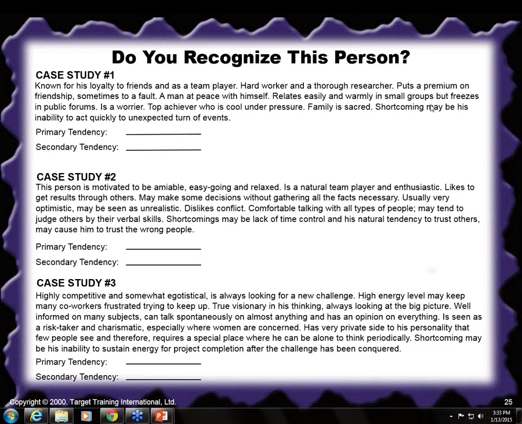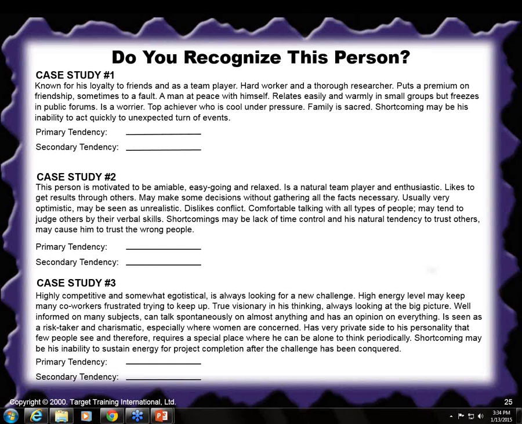Okay, case study number one. Known for his loyalty to friends and as a team player. Immediately when you hear the words loyalty, team player, the person is steadiness, S. Hard worker and a thorough researcher. Interesting, so that could be a C. Let's take a look at more. Puts a premium on friendship, sometimes to a fault. A man at peace with himself, relates easily and warmly in small groups, but freezes in public forums, which basically means he is more introverted than extroverted. D and I are extroverted, whereas C and S are more introverted. Top achiever who is cool under pressure, family is sacred, shortcoming maybe his inability to act quickly to an unexpected turn of events. So the primary tendency would be S, and the secondary tendency would be C.